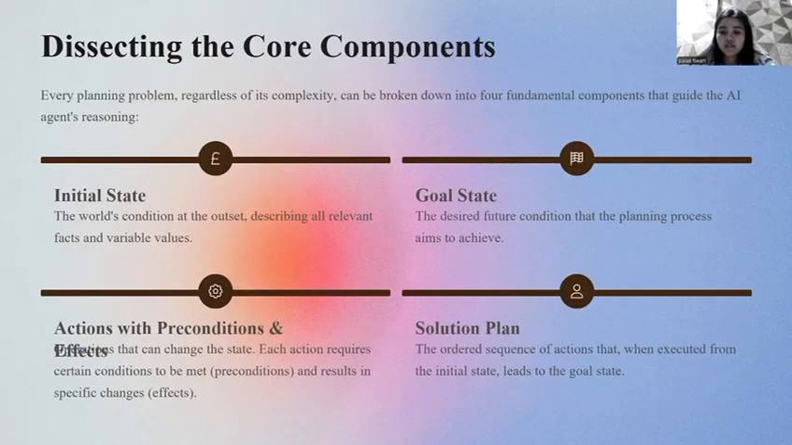Dissecting the core components. Every planning problem can be broken into four key components: initial state, where the system starts; goal state, what the system aims to achieve; actions with preconditions and effects, which describe what can be done and what changes occur; and solution plan, the sequence of actions that leads from the initial to the goal state. These elements form the foundation of any AI planner's reasoning processes.